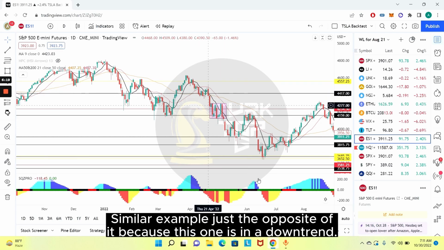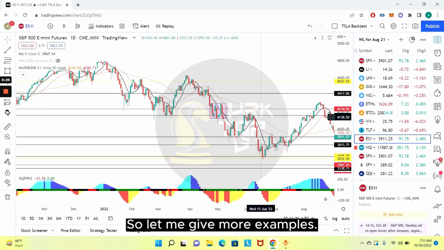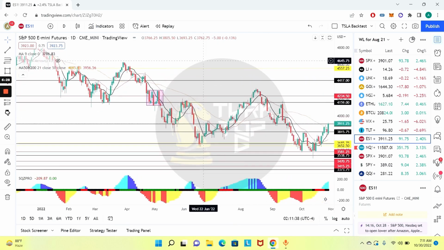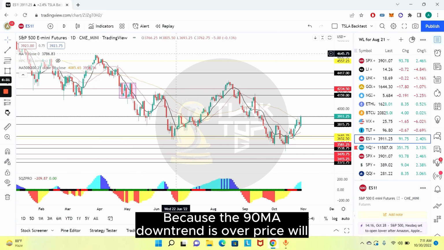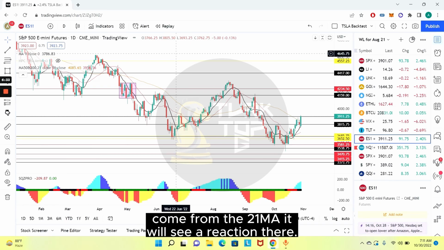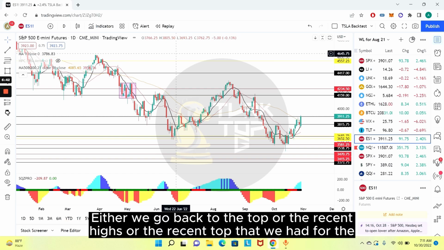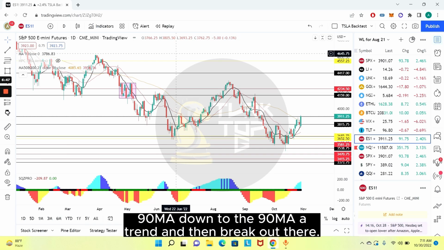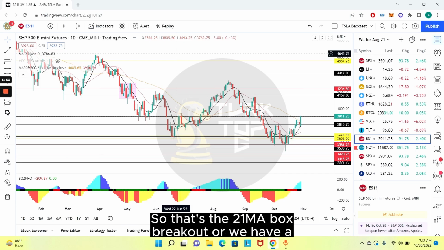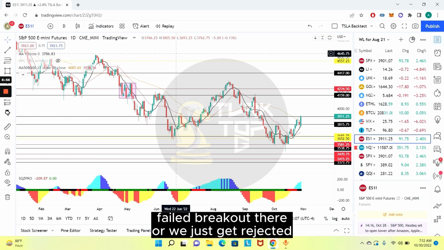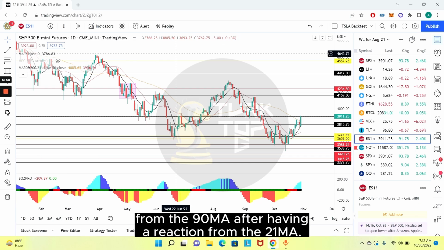Similar example, just the opposite of it, because this one is in a downtrend. So let me give more examples. I hope it's starting to become clear. Once a 9 MA downtrend is over, price will come to the 21 MA. It will see a reaction there. Those reactions will end up in three possibilities. Either we go back to the top, the recent highs, or the recent top that we had for the 9 MA trend, and then break out there. So that's a 21 MA box breakout. Or we have a failed breakout there. Or we just get rejected from the 9 MA after having a reaction from the 21 MA.